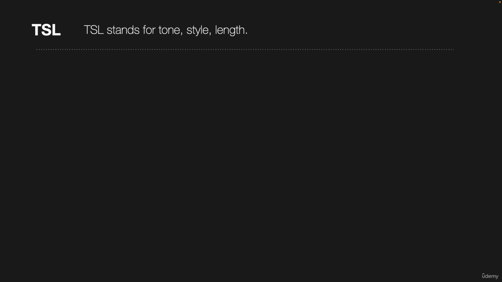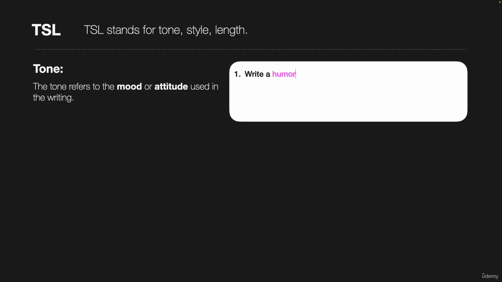So let's start with the first one, which is tone. The tone refers to the mood or attitude used in the writing. Okay, let's look at some examples. For example, we can write a prompt for ChatGPT and say, write a humorous product description for a novelty coffee mug. Okay, so the humorous here is changing the tone for the response that ChatGPT will give us.